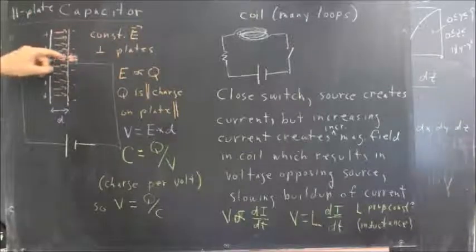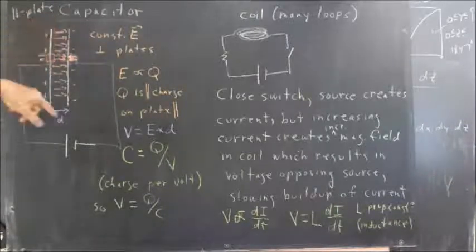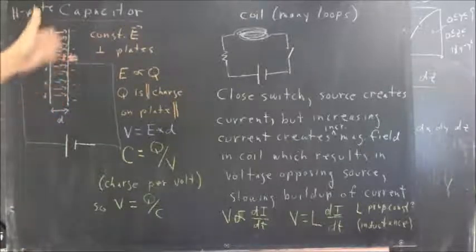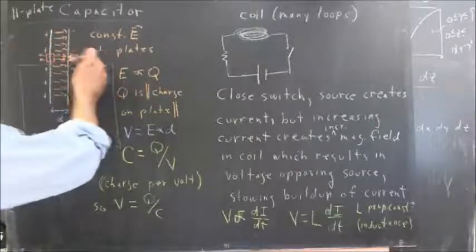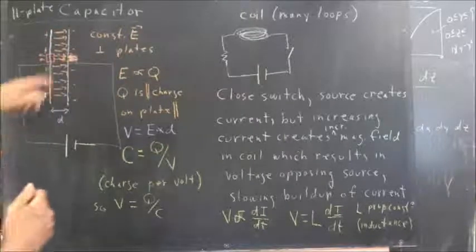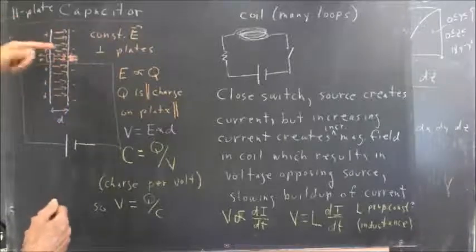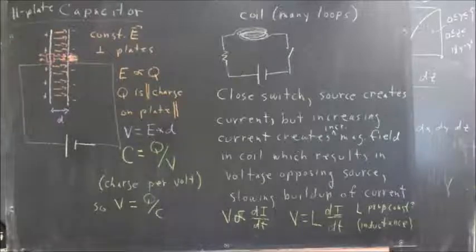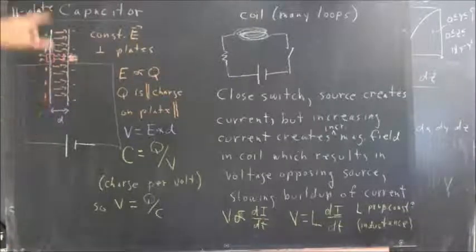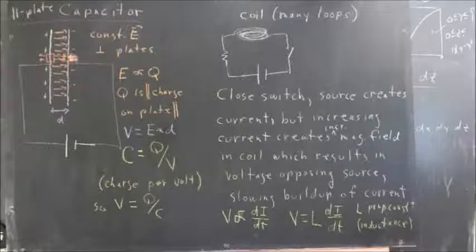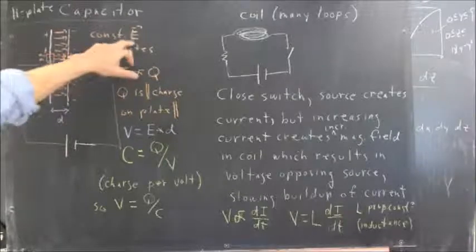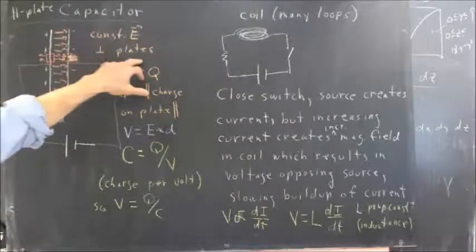The fields from the two plates then reinforce between the plates and cancel out on the other side of the plate. So on the right of this plate, you have a field pointing this way from this plate, and this plate results in a field pointing this way. The two cancel out, and something similar happens on this side of this plate. So you get a reinforced electric field between the plates. So what we have then is pretty much constant electric field perpendicular to the plates.